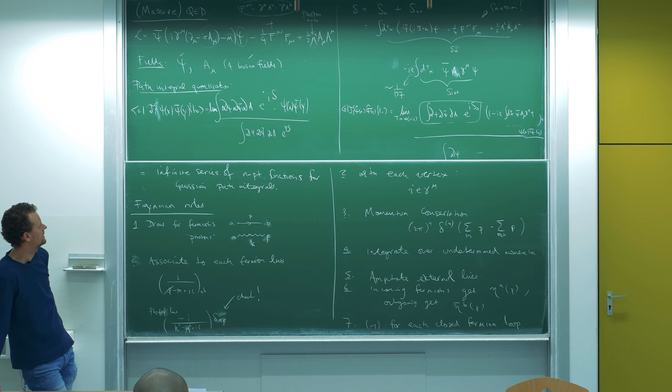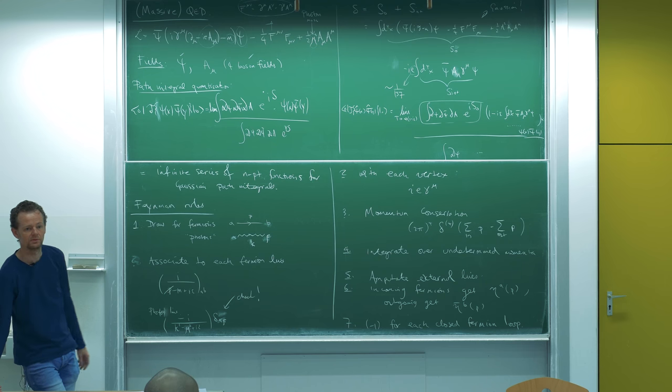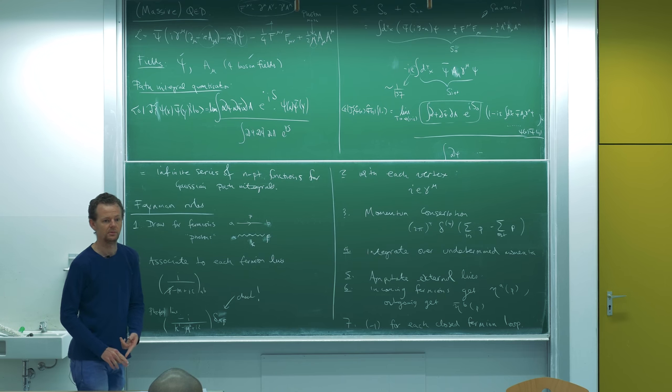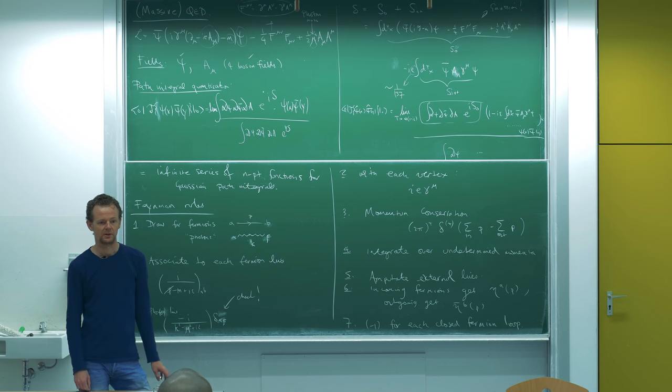But for now, we've actually completed our tour of path integral quantization for fermion and boson fields. The only field we haven't discussed yet are gauge fields. That'll come after renormalization. Okay, so thank you very much.